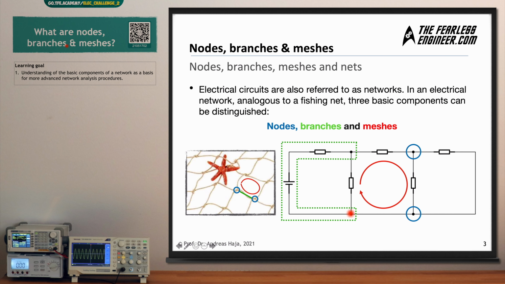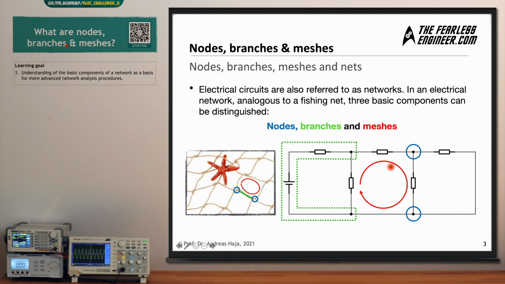If you go from one such junction point here to another one, this path in between is called a branch, and this is an element which you can also find here. So moving from one knot here to another one, the green line here indicates a branch of this network. And I've used the expression junction point or node, and this obviously can also be found here. It's where the knots are tied in a fisherman's net, and where certain directions branch off, hence the name.